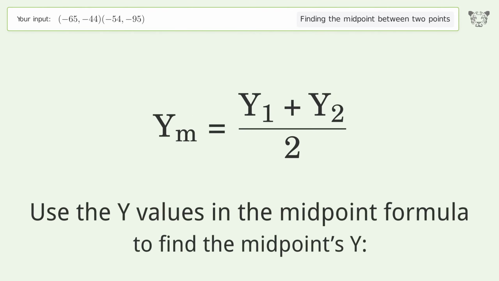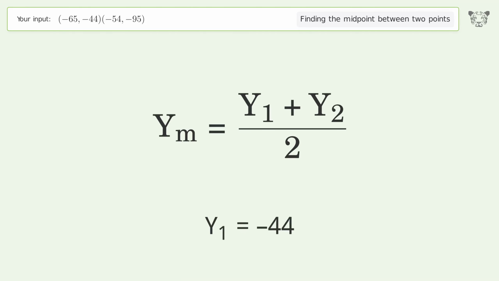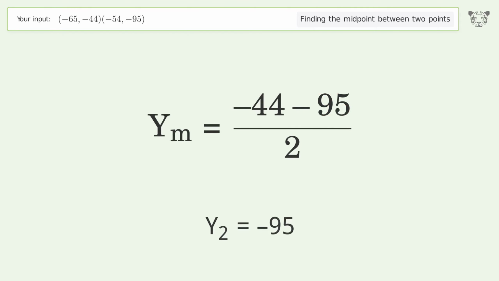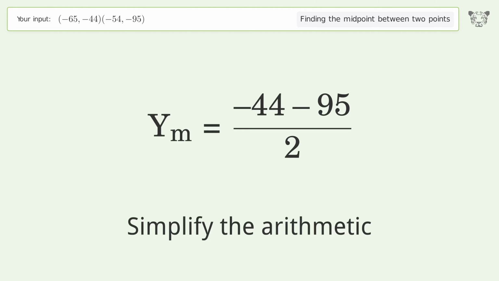Use the y values in the midpoint formula to find the midpoint's y. y1 equals -44. y2 equals -95. Simplify the arithmetic.